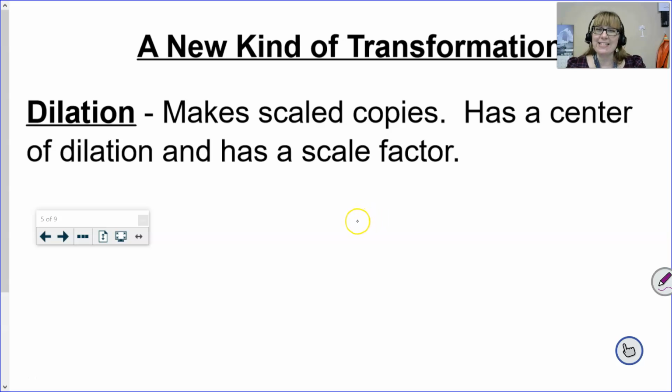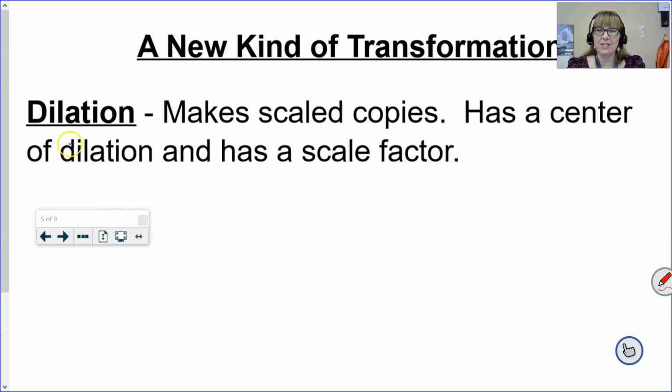Dilations have a center of dilation, very similar to rotations, where rotations had a center of rotation. We would have a point and we would spin around the point. Dilations have a center of dilation, but it behaves a little bit differently. And we also need a scale factor. Makes sense since they make scaled copies. We need a scale factor to make those scaled copies.